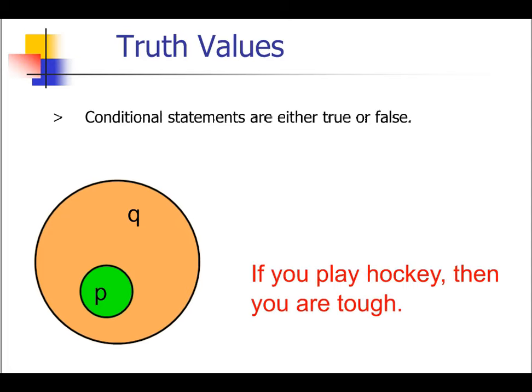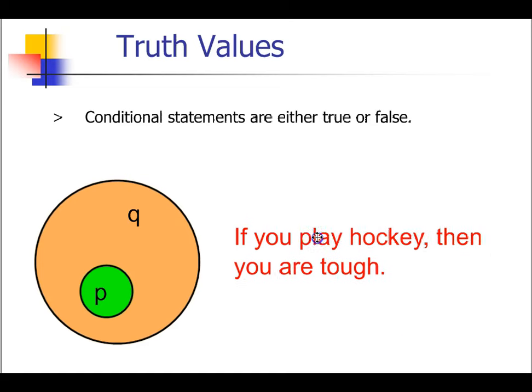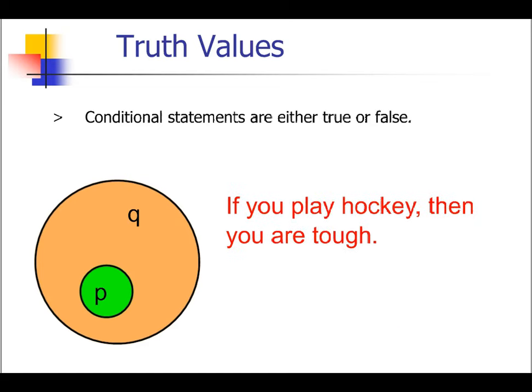Let's consider this conditional statement. If you play hockey, then you are tough. So the hypothesis is you play hockey, and the conclusion is you are tough. So if you're in P, if you play hockey, then you are tough. Let's take a look at the converse. If you are tough, then you play hockey. Okay, the converse would be this. If you are tough, then you play hockey.